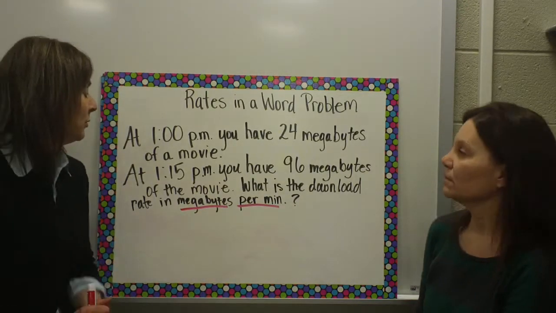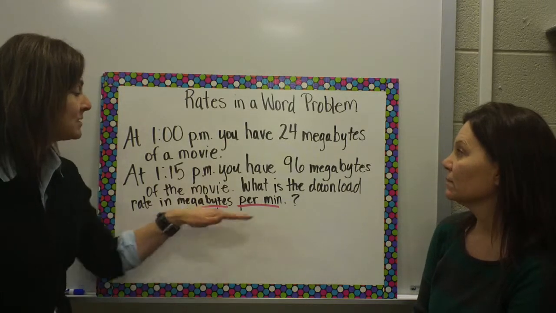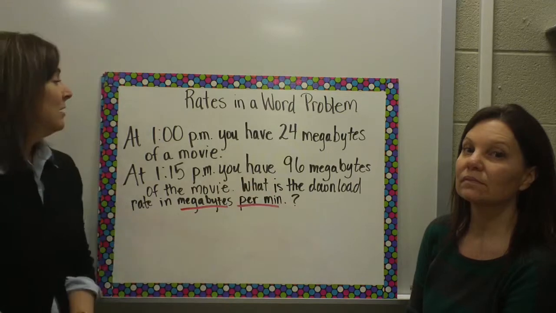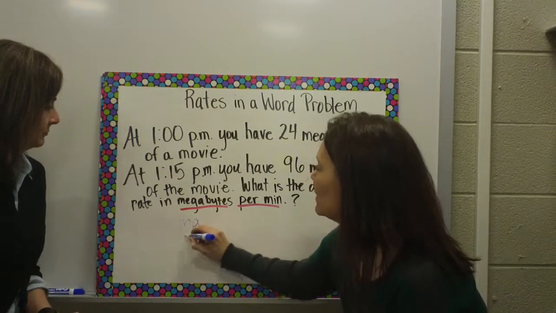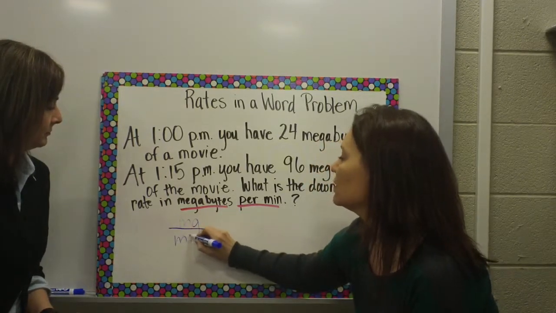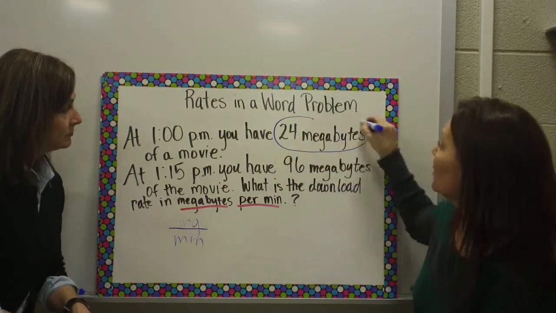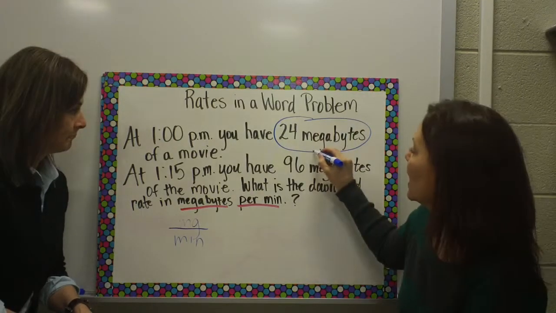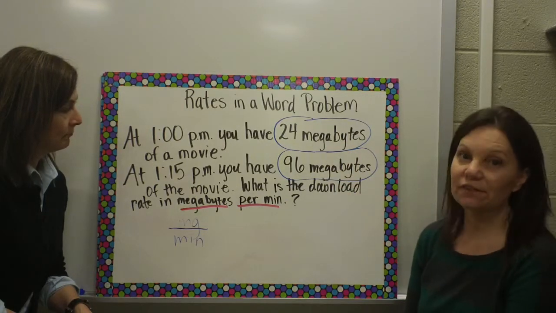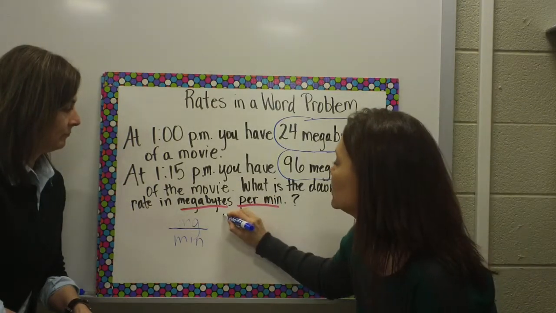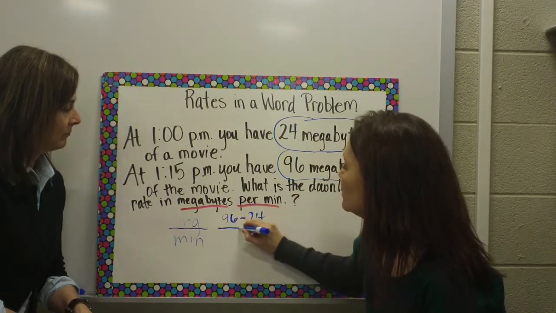Remember that when you are dealing with rates, you are dealing with two different kinds of measure. So we are measuring megabytes and we are measuring time. All right, so I'm going to write in words first what we have. So we have our megabytes and then we have our minutes. Now if I look up into our information, I notice that I already have 24 megabytes. And I am going to need to increase that to 96. So I'm going to have to find the difference between those two.